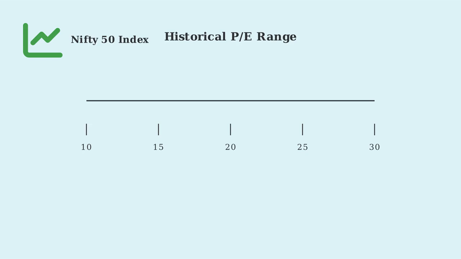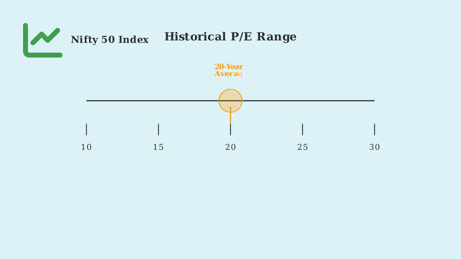This range represents the spectrum from undervalued to overvalued market conditions. When the Nifty 50 PE ratio drops to around 10, it historically indicates an undervalued market. This often presents buying opportunities for long-term investors.